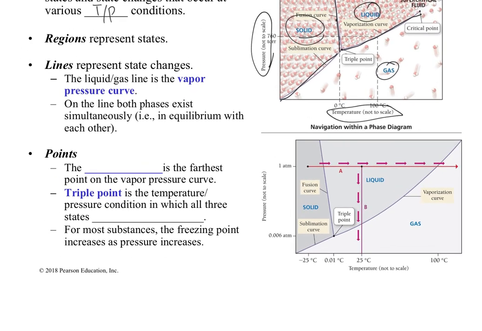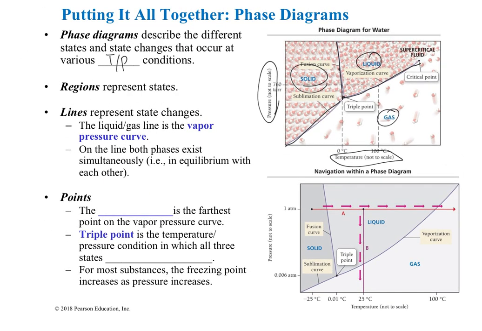Some points that we have that are important: our critical point. This is a point of high temperature and pressure, where above that we don't have a distinction between liquid and gas phase. We have the triple point, where at that point we're in equilibrium with all 3 states. They exist simultaneously.